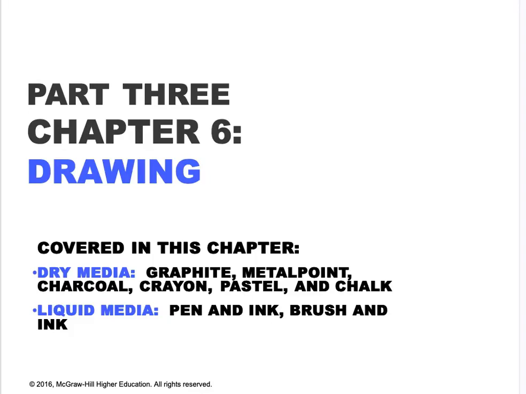Now that we have studied the elements of art and the principles of design and looked at those closely, we're going to go to a different type of art analysis this time, and that is by studying art through what it was made out of. We're going to categorize art into media. So for this first chapter, chapter 6, we are covering the type of art, drawing.